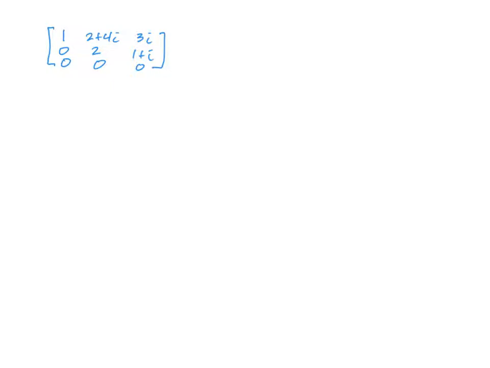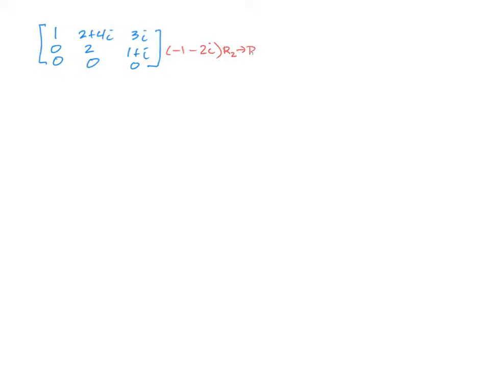For our second row, we're going to make it match the top row when it comes to that second entry. So we're going to multiply by -1 minus 2i times row 2, and put the result back into row 2. When we multiply that out, we end up with 1, 2 plus 4i, and 3i, and then down here a 0, a -2, and a minus 4i.